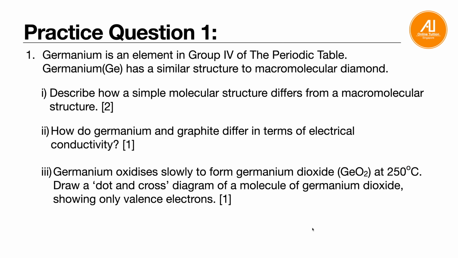Next, practice question 1. Okay, so take a look. Germanium is an element in group 4 of the periodic table. Germanium has a simple structure similar to macromolecular diamond. So first question, describe how a simple molecular structure differs from a macromolecular structure. 2 marks. How do germanium and graphite differ in terms of their electrical conductivity? And of course, germanium oxidizes slowly to form germanium dioxide. Okay, so you're supposed to draw a dot and cross diagram of germanium dioxide showing only the valence electrons.